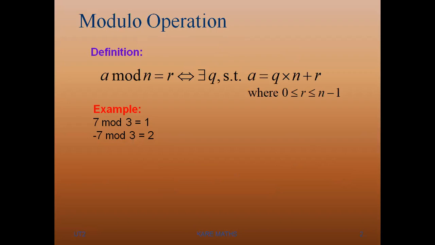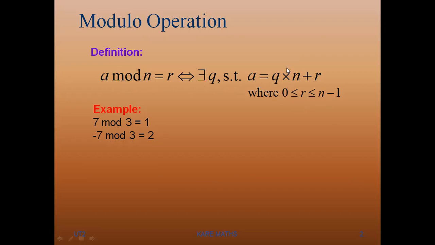let us see the definition of a basic modulo operation. A mod n is equal to r if and only if there exists q such that a is equal to qn plus r. So whenever I say that a modulo n is equal to r, it comes under the condition that there exists an integer q such that a is equal to qn plus r, where 0 is less than or equal to r is less than or equal to n minus 1.